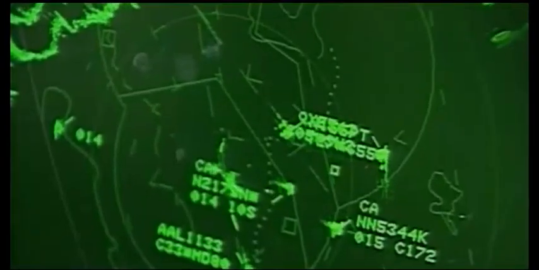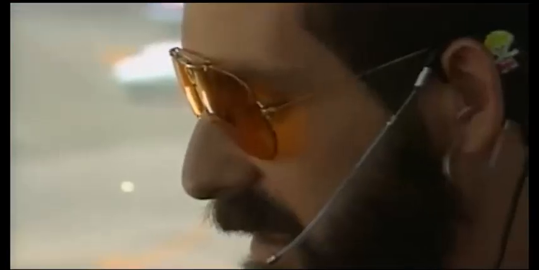Northwest 7, heavy runway 16 left, clear for takeoff. The airplanes have to talk to us at all times. From the time they push back off the gate until they land again, they're talking to an air traffic controller. American 1133, South Harbor 16 left, taxi to push all traffic.